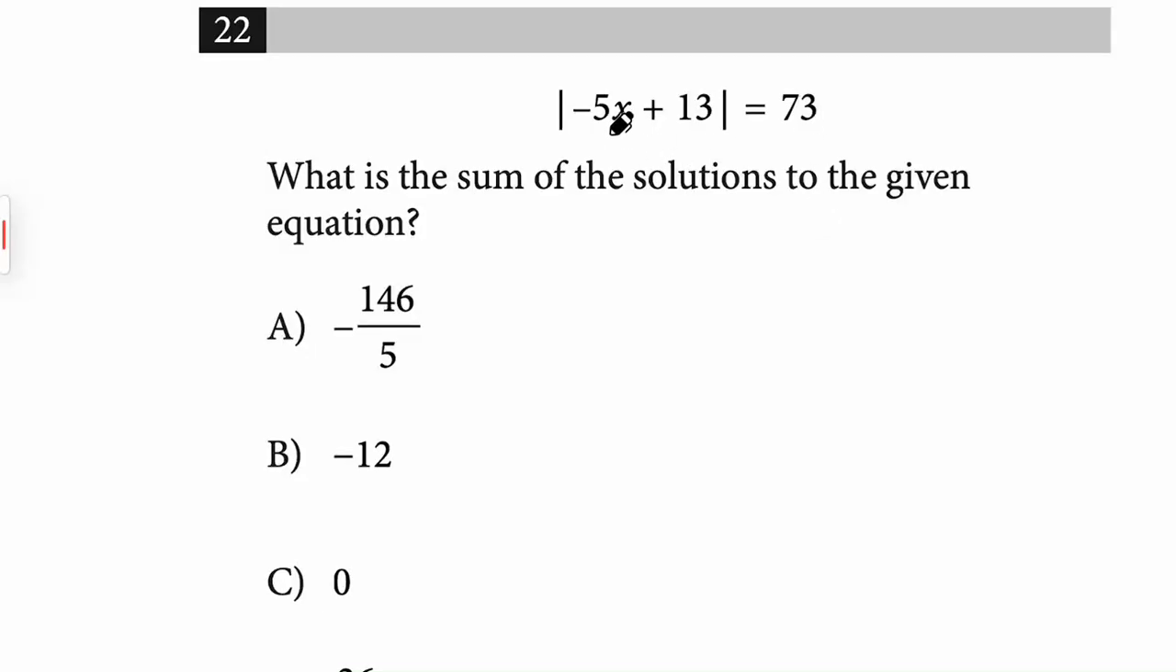Number 22. Okay, absolute sign is equal to 73. First, let's see what absolute sign actually means.